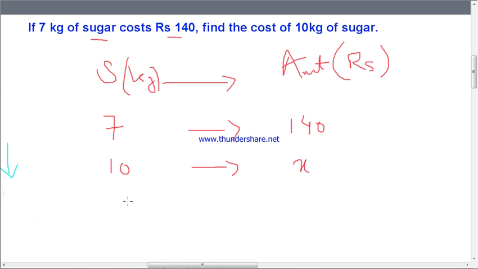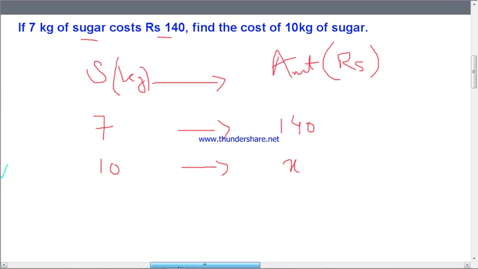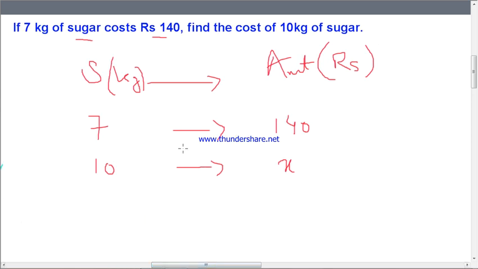Now we have to see what kind of change is taking place. Is it a direct change or an indirect change? Direct variation or indirect variation? Let's understand. Apply some common sense over here. 7 kg is rupees 140. Now you don't want to buy 7 kg, you want to buy more, that is 10 kg.